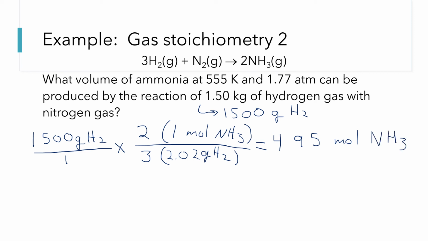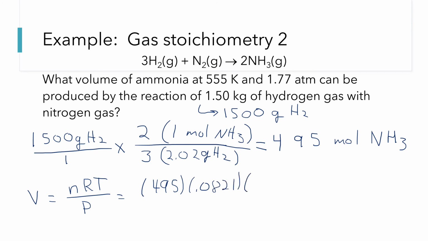And now I can use the ideal gas law, which, rearranging it a little bit, tells me that the volume is equal to nRT over P. And so the number of moles of ammonia was 495. R is 0.0821. T is 555 Kelvin. And P is 1.77 atmospheres. To try to save a little space, I didn't write all of those units, so it is really important that you double check all of the units are correct.